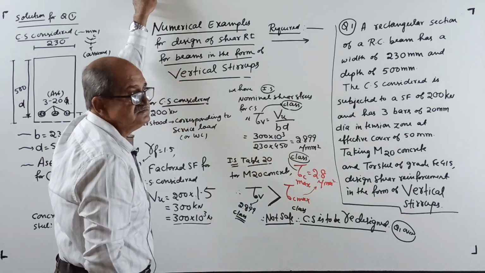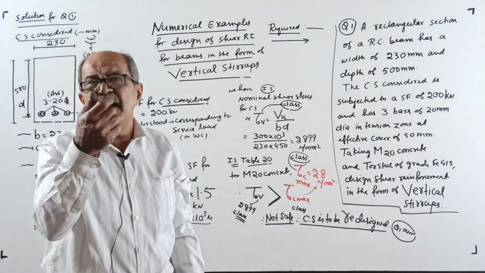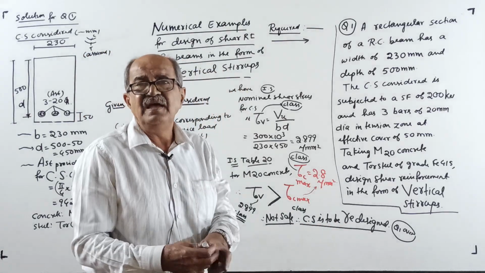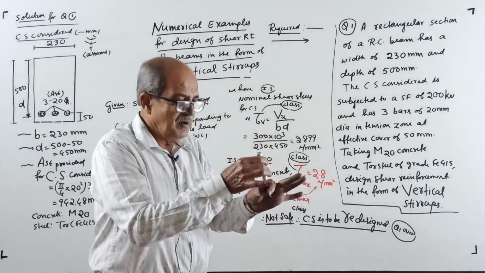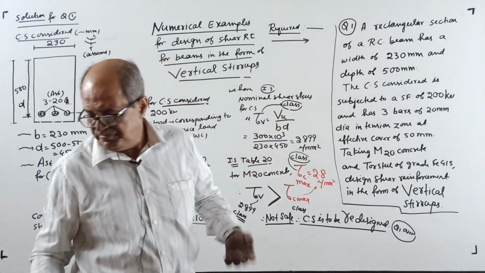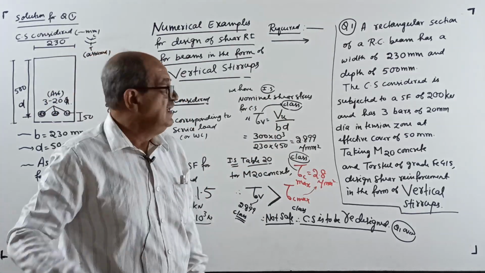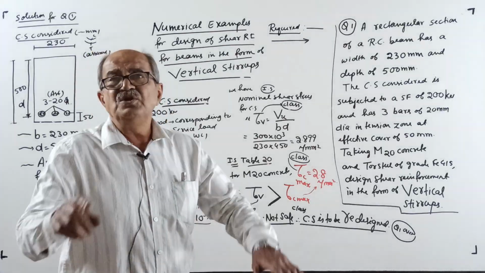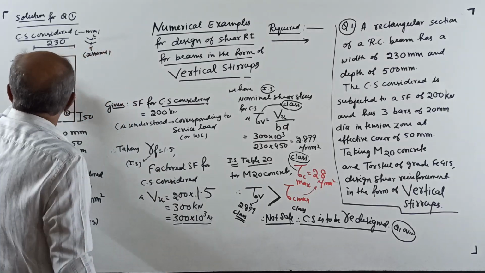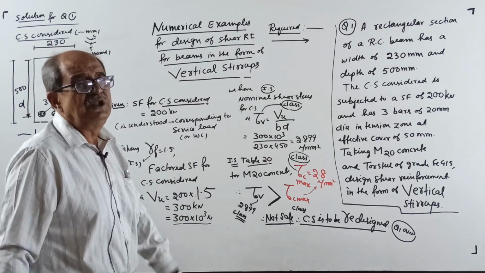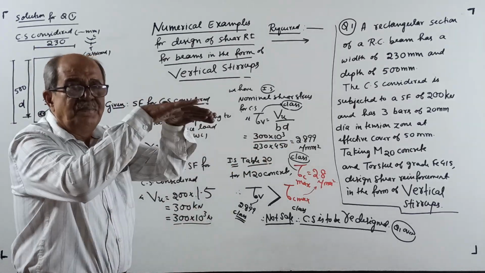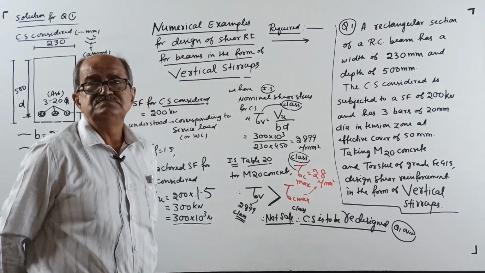Therefore, not safe. I told yesterday, think of that one. Not safe. The cross section is to be redesigned. Our question is over. Now what I tell personally, write if you want. This I told earlier. How to redesign? You have to change the cross sectional dimensions. Instead of 230 by 500, you may have to go for a little higher depth. Usually breadth is not changed, so that the tau V will come below 2.8.